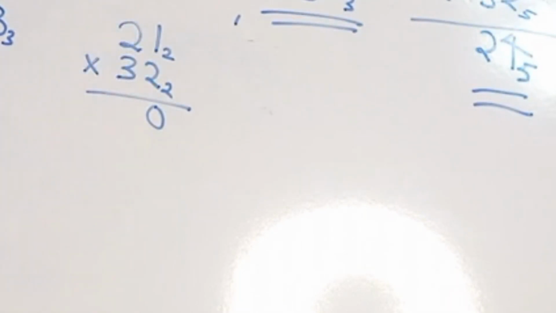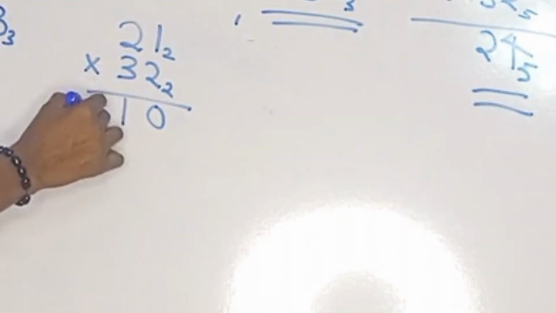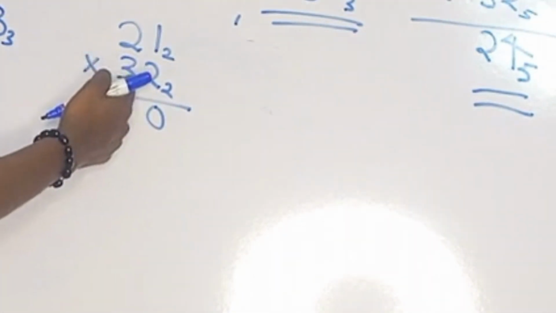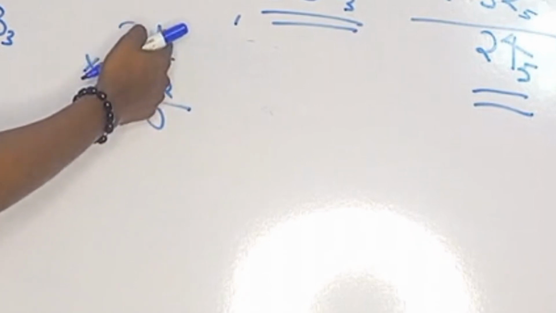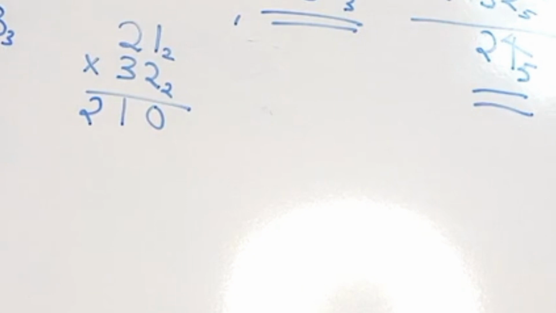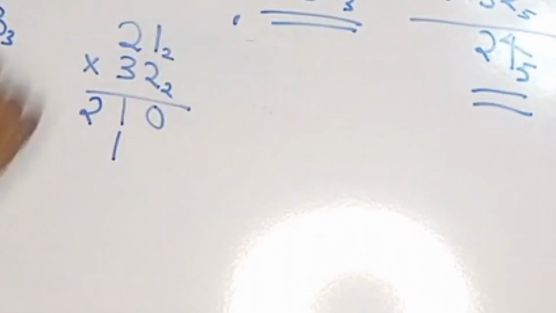2 times 2 is 4, plus that 1, 5. How many 2s can you get in 5? You get 2, remainder 1. You put the remainder here, then the 2 you bring down. Is that okay? Are you following? Okay, now 3 times 1 is 3. How many 2s can you get in 3? You get 1, remainder 1. You put the 1 here, keep your 1 aside.